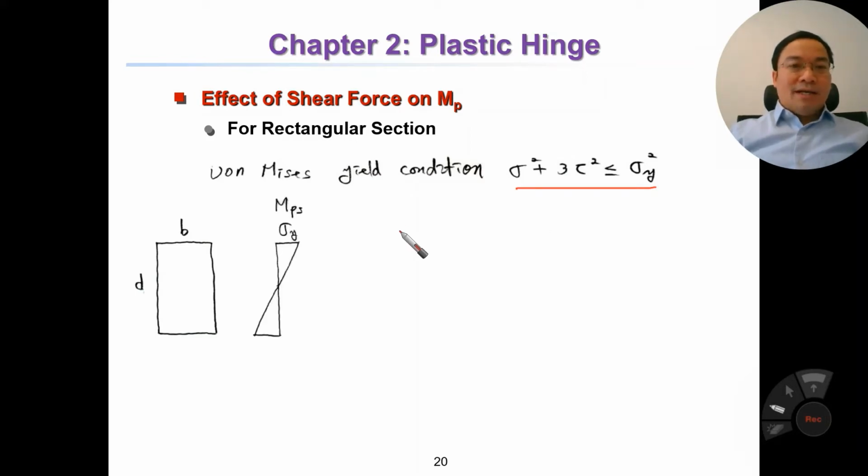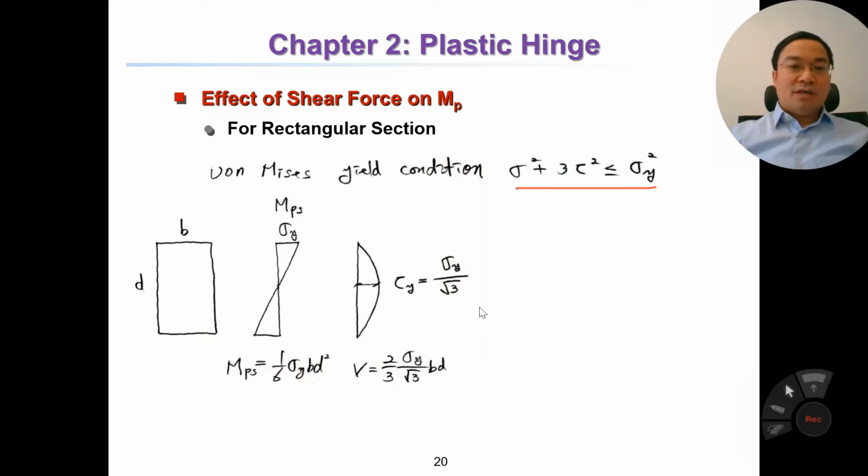In the elastic phase, you already know, MPS equal to 1 over 6 of sigma y b d square. And the shear force in the rectangular section equals this equation. Here, tau y equal to sigma y over square root of 3.